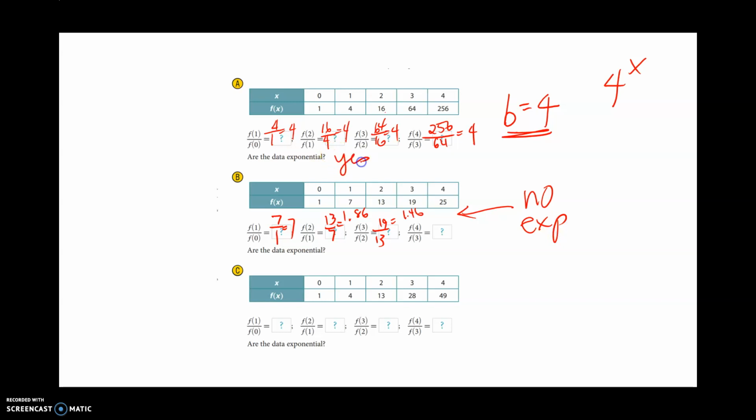This one is, yes. Let's look at this one. Here we have 4 over 1, which is 4. Here we have 13 over 4, which is 3.25. Then we have 28 over 13. If I put that in my calculator, I get about 2.15, just for rough numbers. That's not exponential. So we want to be able to recognize the data.